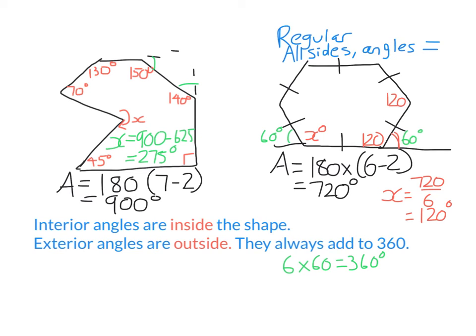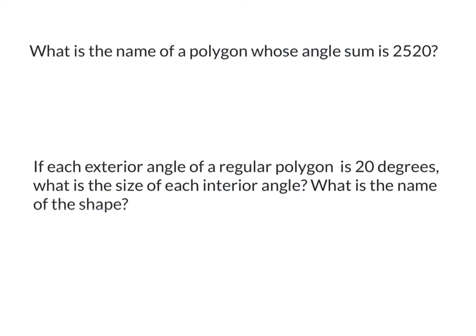All right, let's look at a few questions that are slightly harder now. Firstly, what is the name of a polygon whose angle sum is 2,520? If I want to know the name of the polygon, I need to know how many sides it has. I know the angle sum of any polygon is 180 times the number of sides minus 2. Here I'm told that the angle sum is 2520.